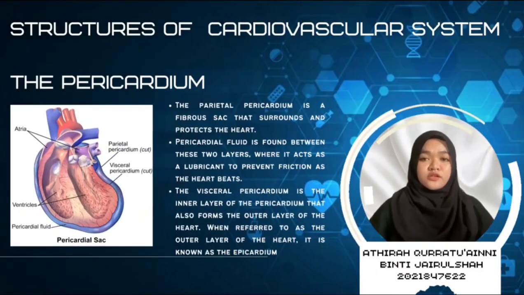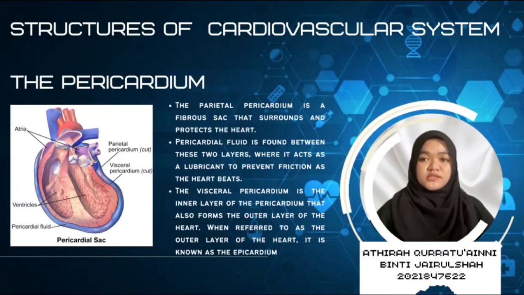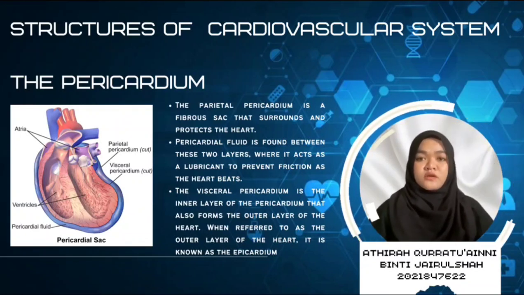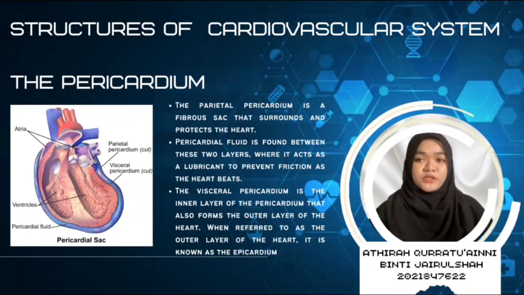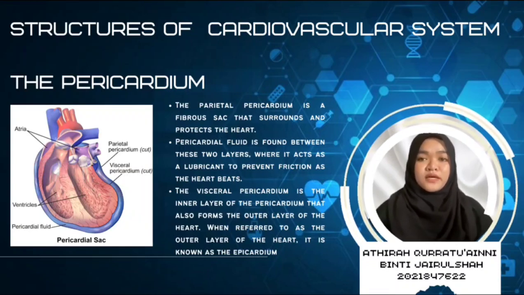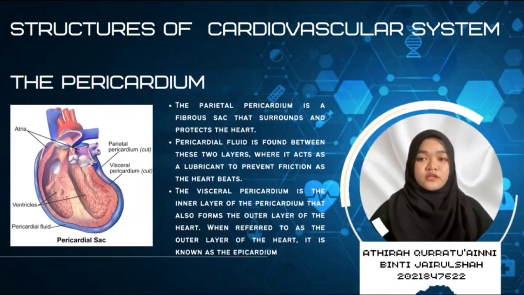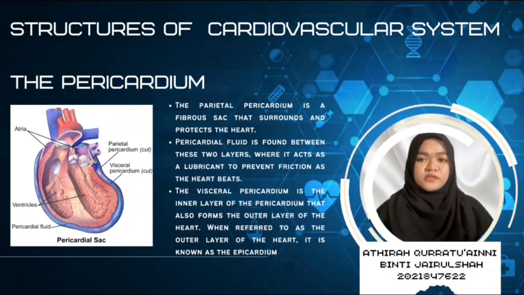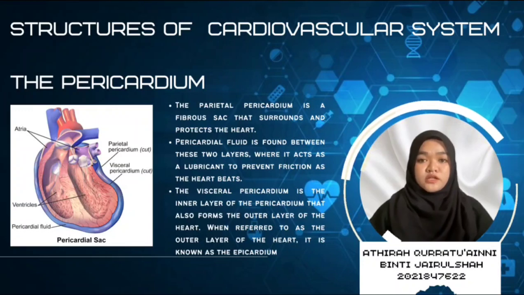The pericardium, also known as the pericardial sac, is the double-walled membranous sac that encloses the heart. Membranous means pertaining to membrane, which is a thin layer of pliable tissue that covers or encloses a body part. The parietal pericardium is a fibrous sac that surrounds and protects the heart.